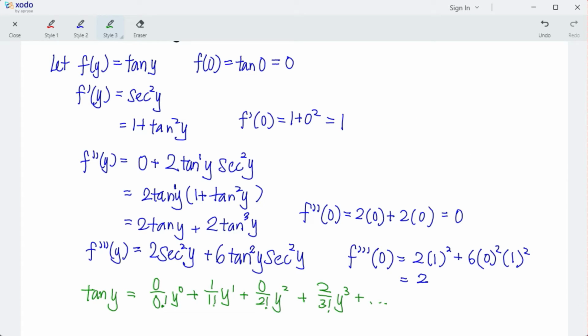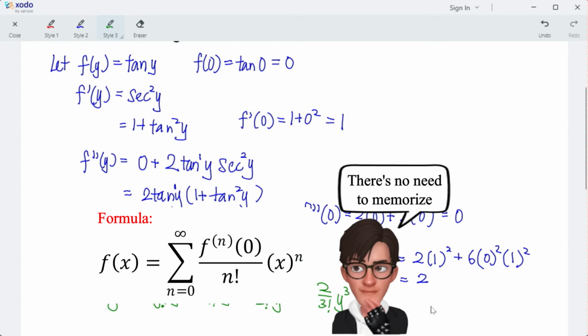If you notice carefully, when I take the first term, since this is the original function, I will have 0 factorial and power 0. When we come to the first derivative, I have 1 and 1. Second derivative, 2 and 2. Third derivative, 3 and 3, and so on. So by using this method, we don't have to memorize the formula and we should form the Maclaurin series easily.